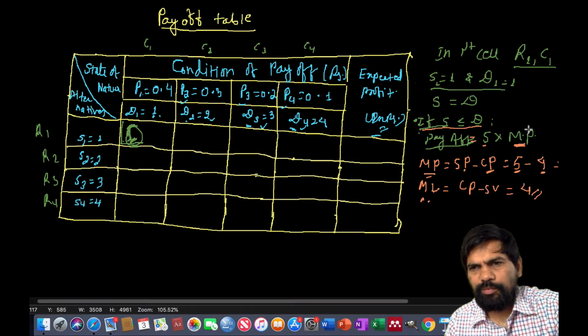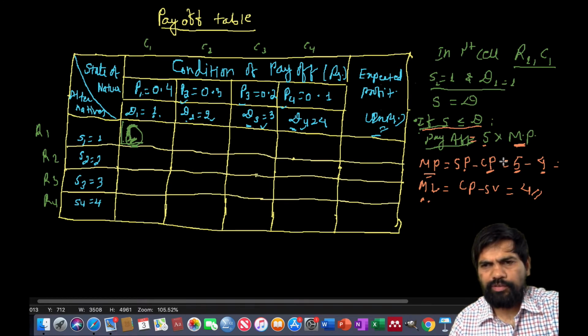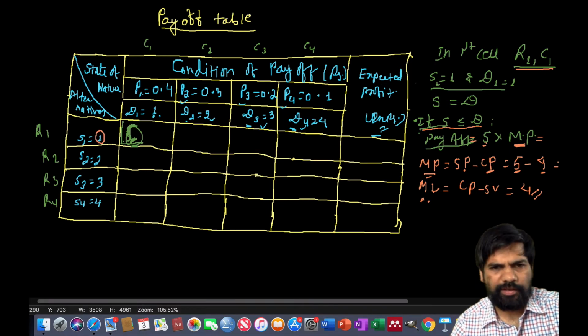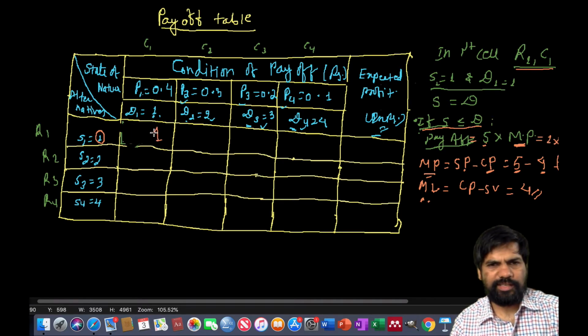So in the case of row 1 and column 1, the payoff value is equal to the supply value, which is 1, times the marginal profit, which is also 1. So 1 into 1 is equal to 1. So we have 1 here. Okay, now let's move to the second cell.